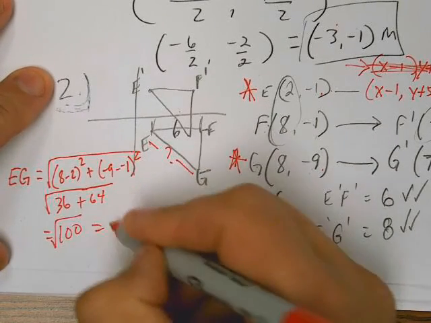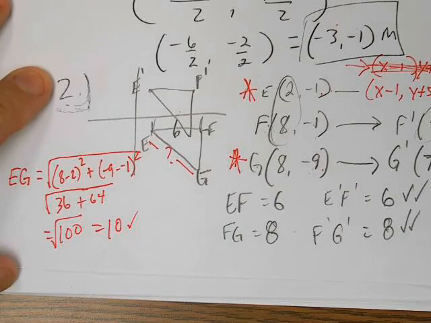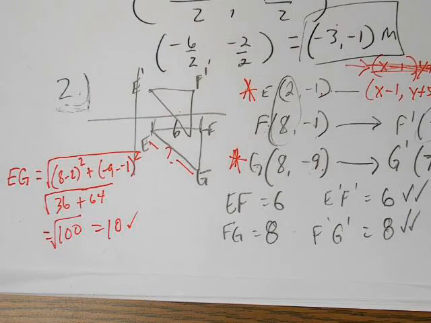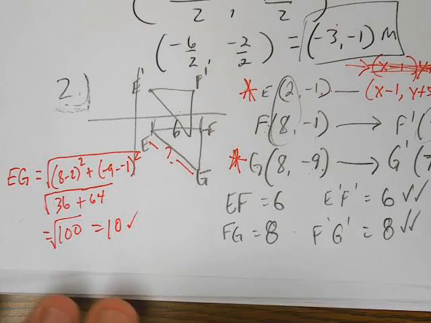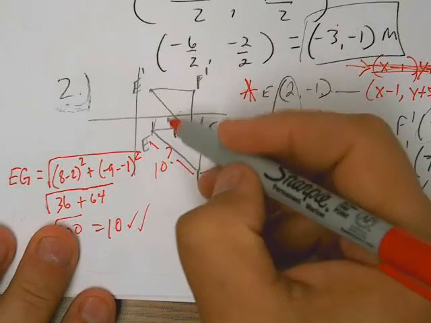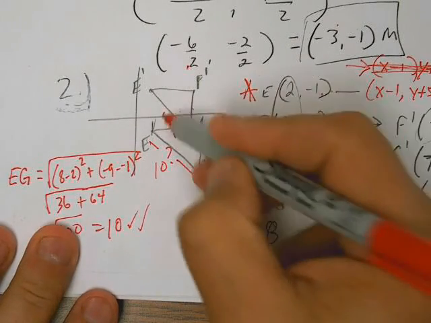Square root of 100? 10. All right, without showing it, because I'm running out of room on my paper, EF prime is also, EG prime is also 10. So we got both. All three are then 10. Same length: 6, 6, 8, 8, and 10, 10.